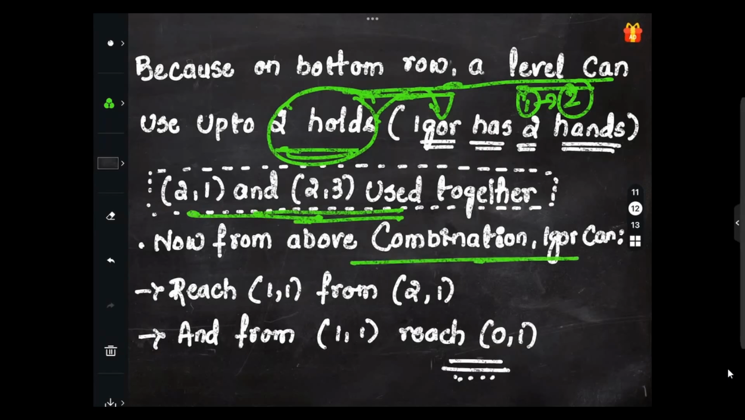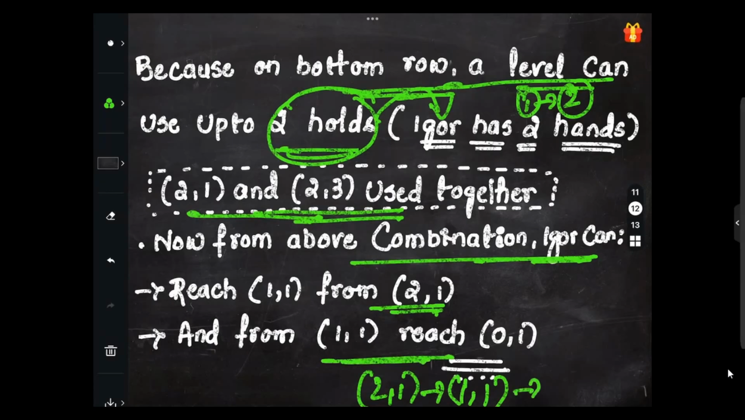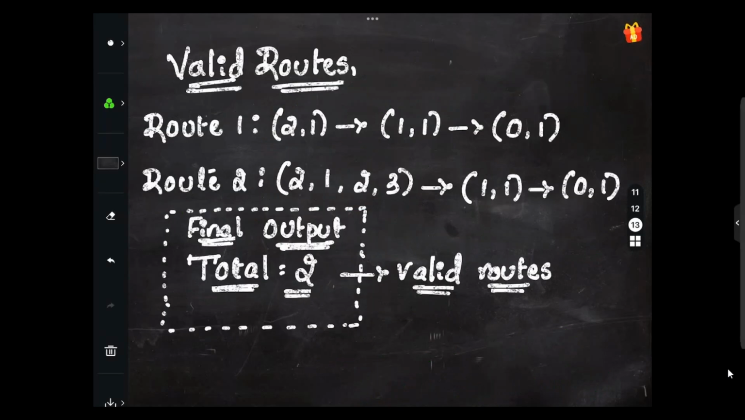So now from the above combination, quite obviously from 2 comma 1 Igor can reach 1 comma 1. We have already seen this one, right? And from 1 comma 1 Igor can reach 0 comma 1, which is valid. So the valid route is route 1, from 2 comma 1 to 1 comma 1 to 0 comma 1. Again, we can pick 2 holds together at a time.